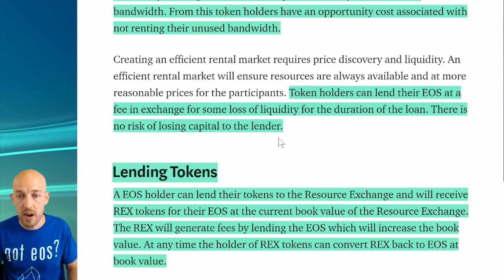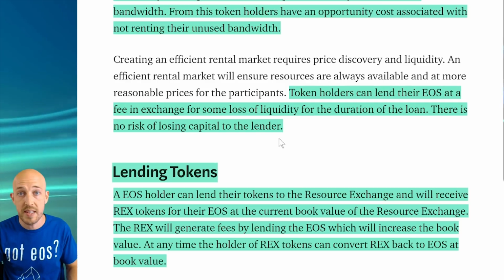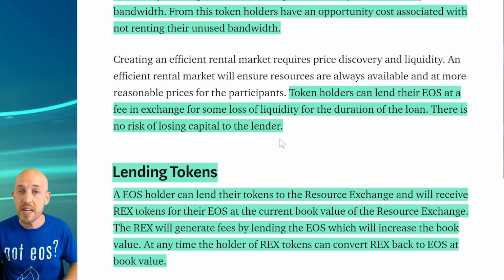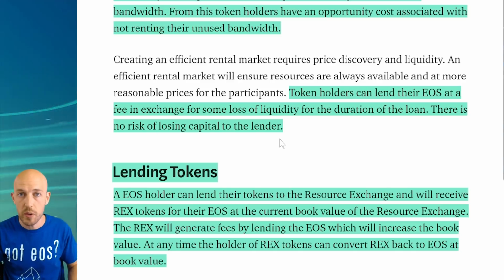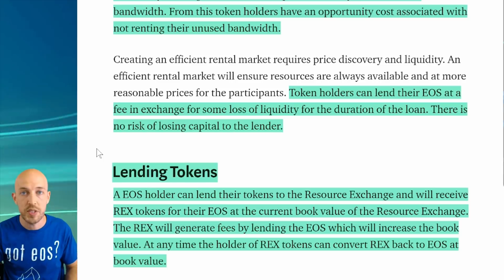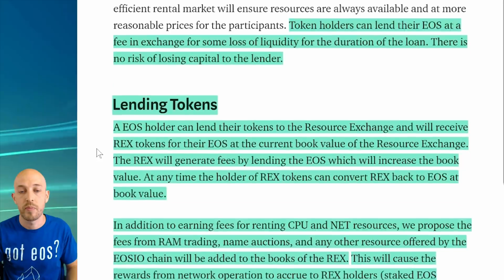And that's very important here. At no point in this process does the loaner, the lender, the holder who wants to make that profit, have any risk. There's no risk. There's only profit to be made. And that's the beauty of this system. It's a risk-free, interest-bearing vehicle.